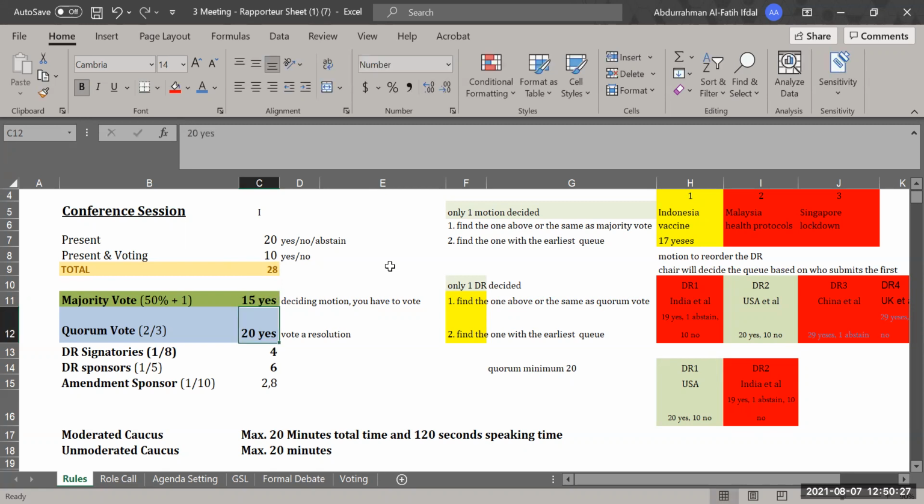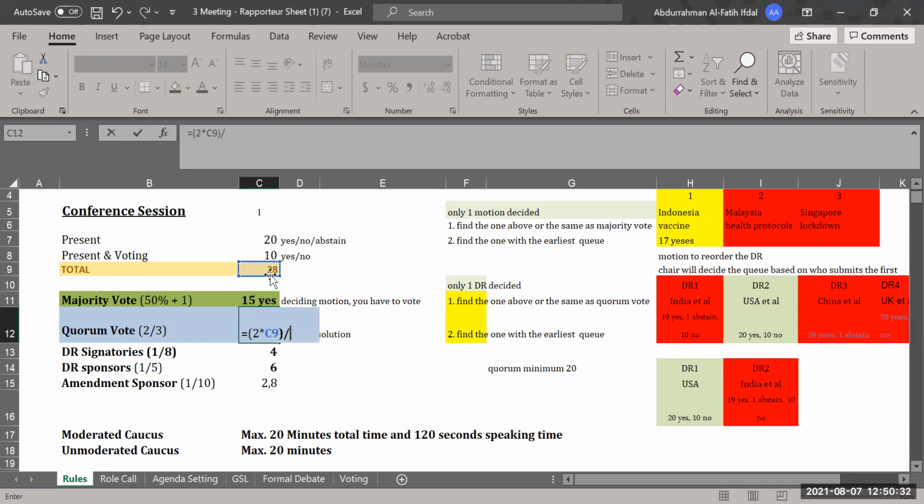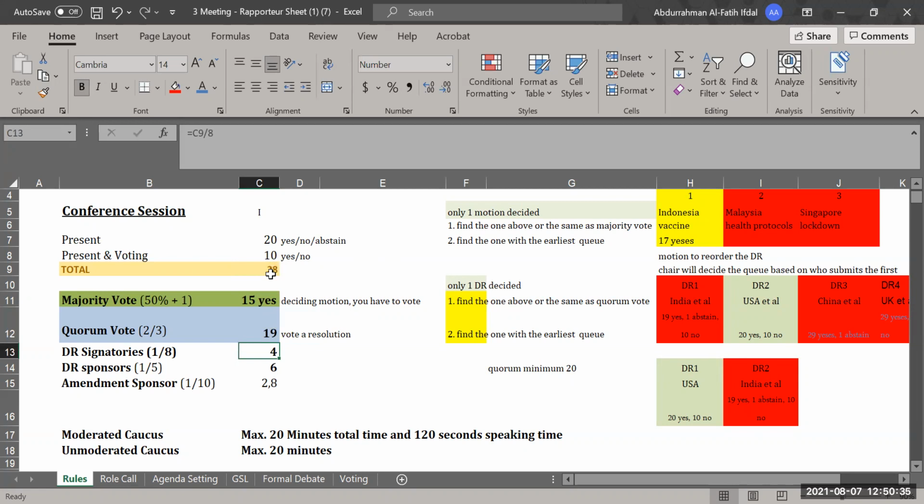from 20 to, let me count, 2 times 28 divided by 3. It will be 19, right? So from 16 to 15 for majority, and from 20 to 19 for quorum. It will change based on the present delegates, the delegates who are participating at the time. So thank you for the question. It's a really good question. It is not a constant number from the very start; it will depend on the total number, which might change anytime, right?